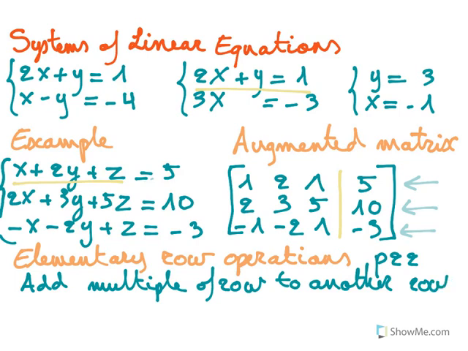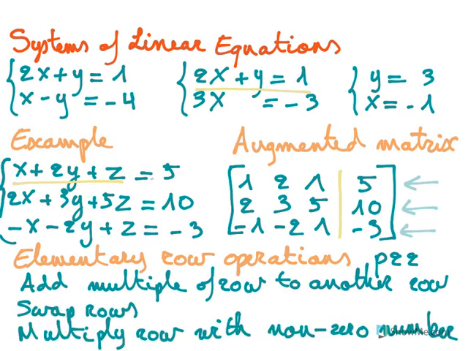Second, you can swap 2 rows. And third, you can multiply a row with a certain non-zero number. So now let me try to use these elementary row operations in an efficient way to simplify this augmented matrix. And what I want to do is eliminate x and y from the third equation and eliminate x from the second equation. And then I'll show you that the system of linear equations that you obtain is a lot simpler and can be solved.